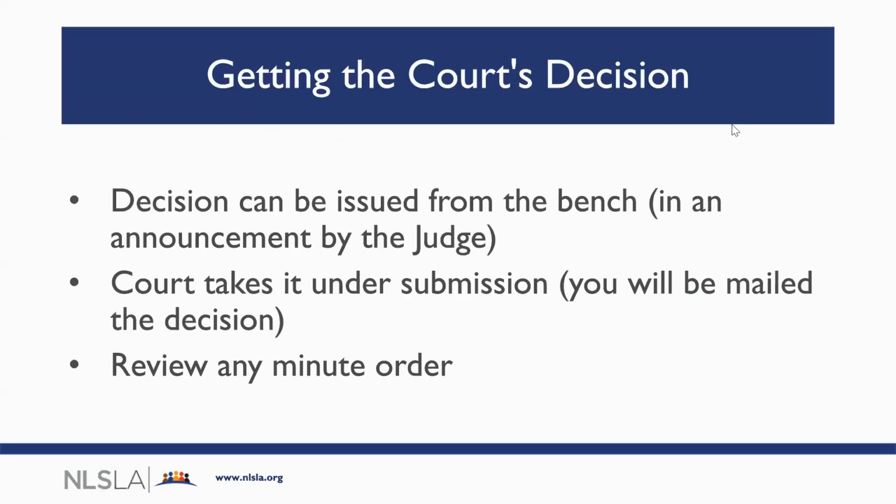Getting the court's decision. As noted in the example that we just saw, a decision can be taken under submission, which means you'll be mailed the decision by the court. This may mean that the court wants to consider the evidence, and I think it's very common for a judge to take something under submission. A decision can also be issued from the bench. So right after the trial, after everyone presents their arguments, the judge will announce that they're ruling for the defendant or for the plaintiff, and the terms of what that decision means.